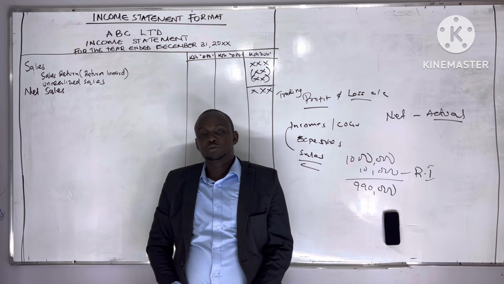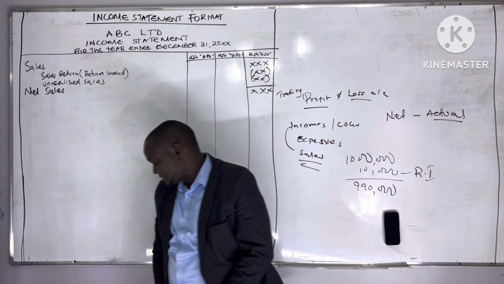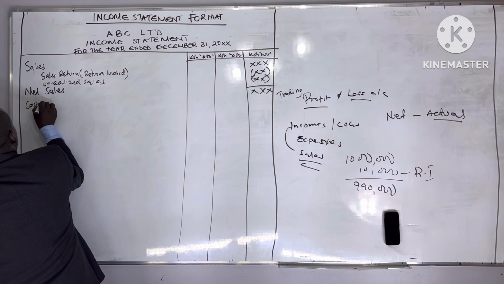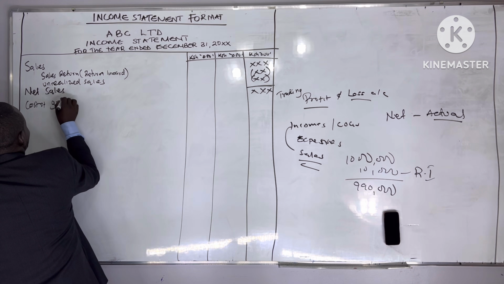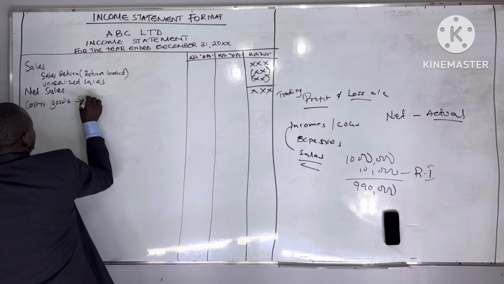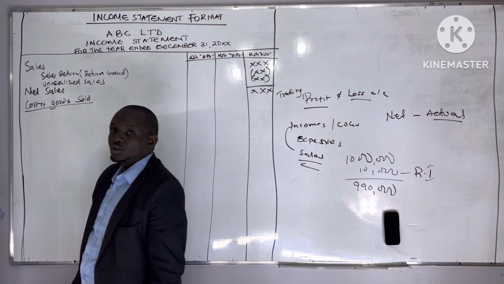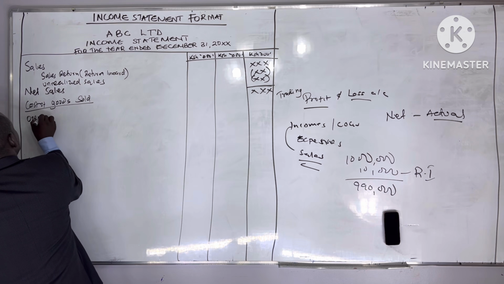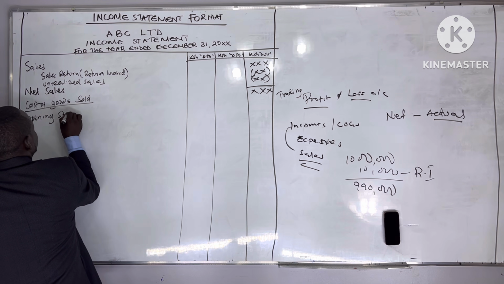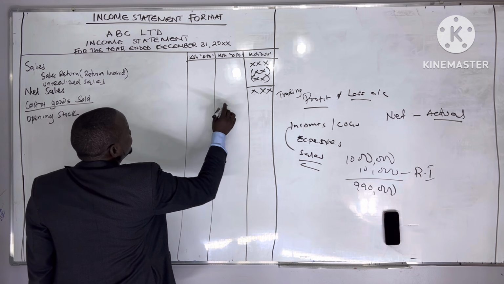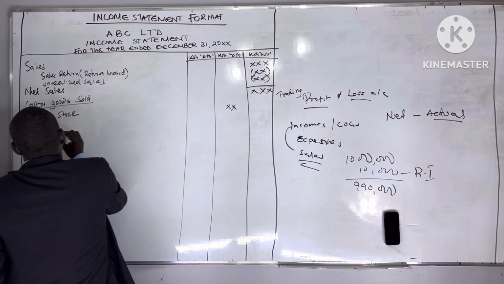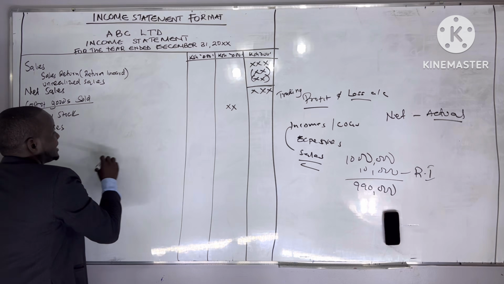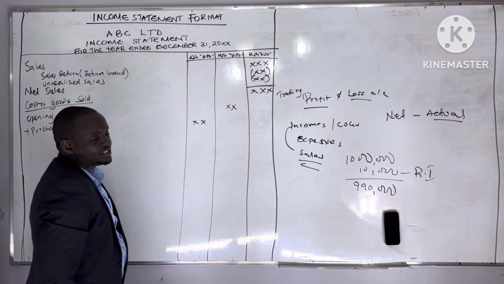From there we get what we call cost of goods sold. Okay, so we now compute cost of goods sold. To compute cost of goods sold, we start with opening stock. Opening stock is posted here. Then we plus purchases. The purchases is posted on this column.